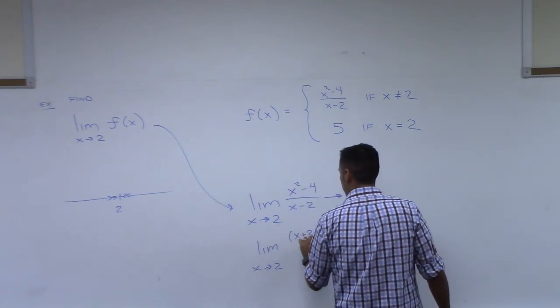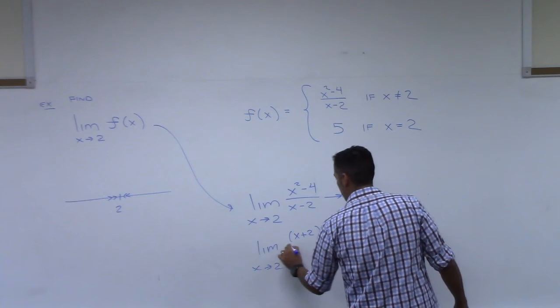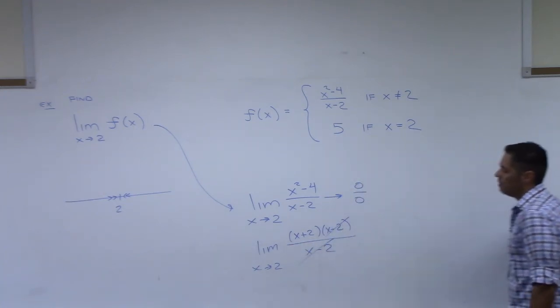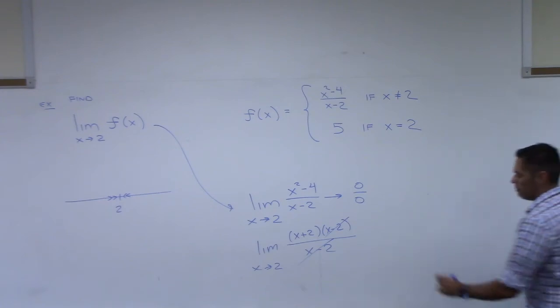x plus 2 times x minus 2 over x minus 2. The x minus 2's cancel. And what do you get? 4.